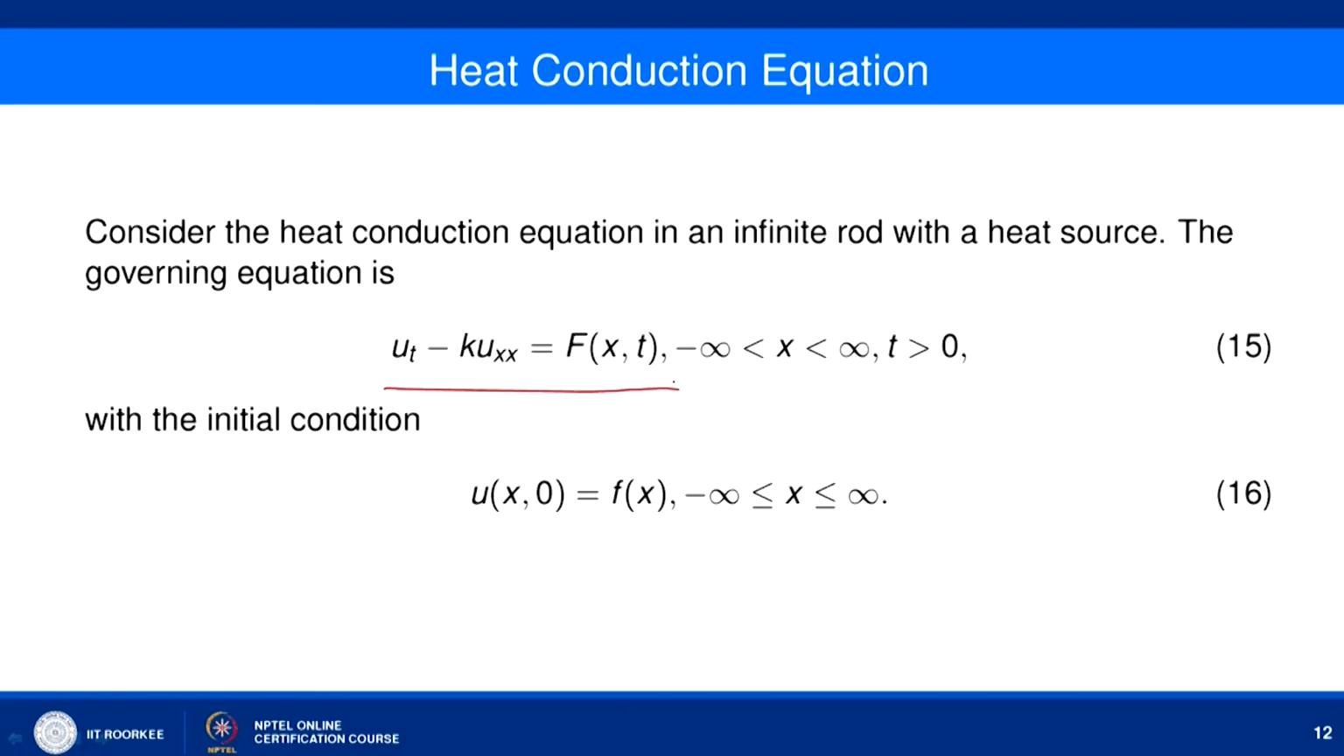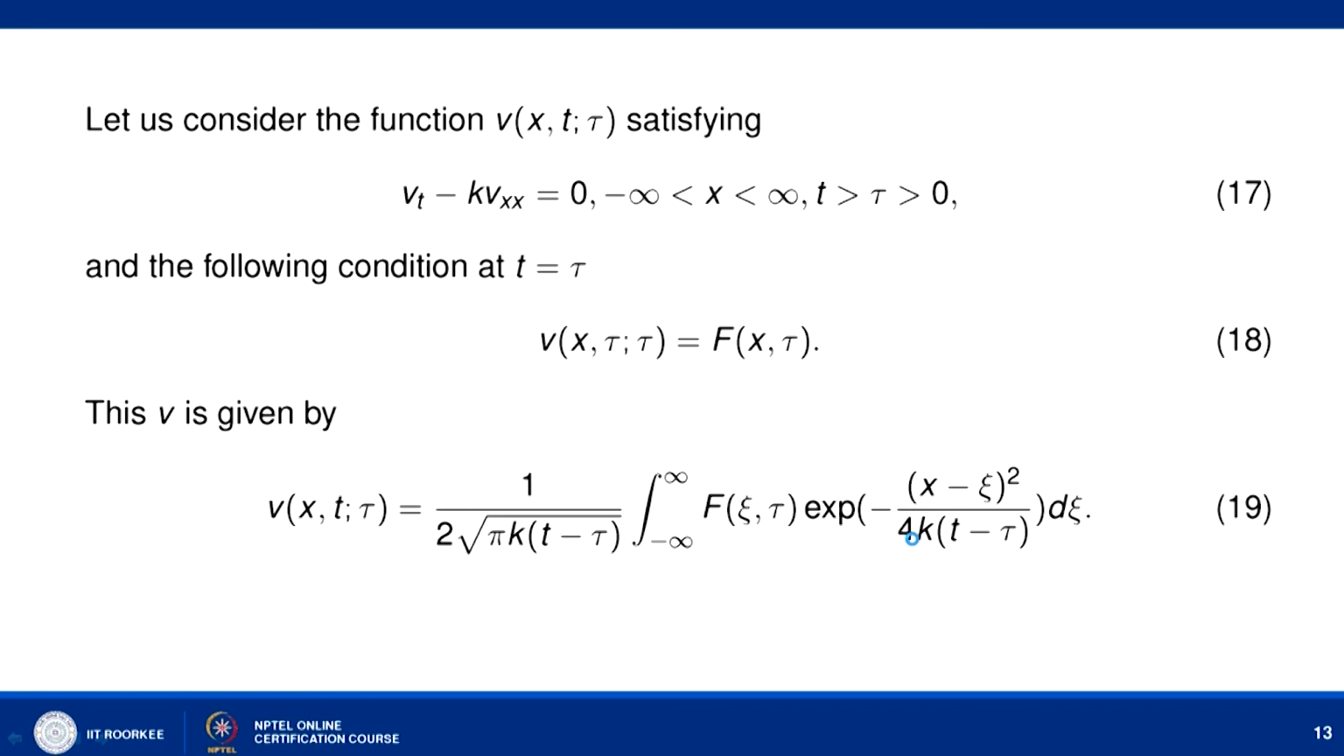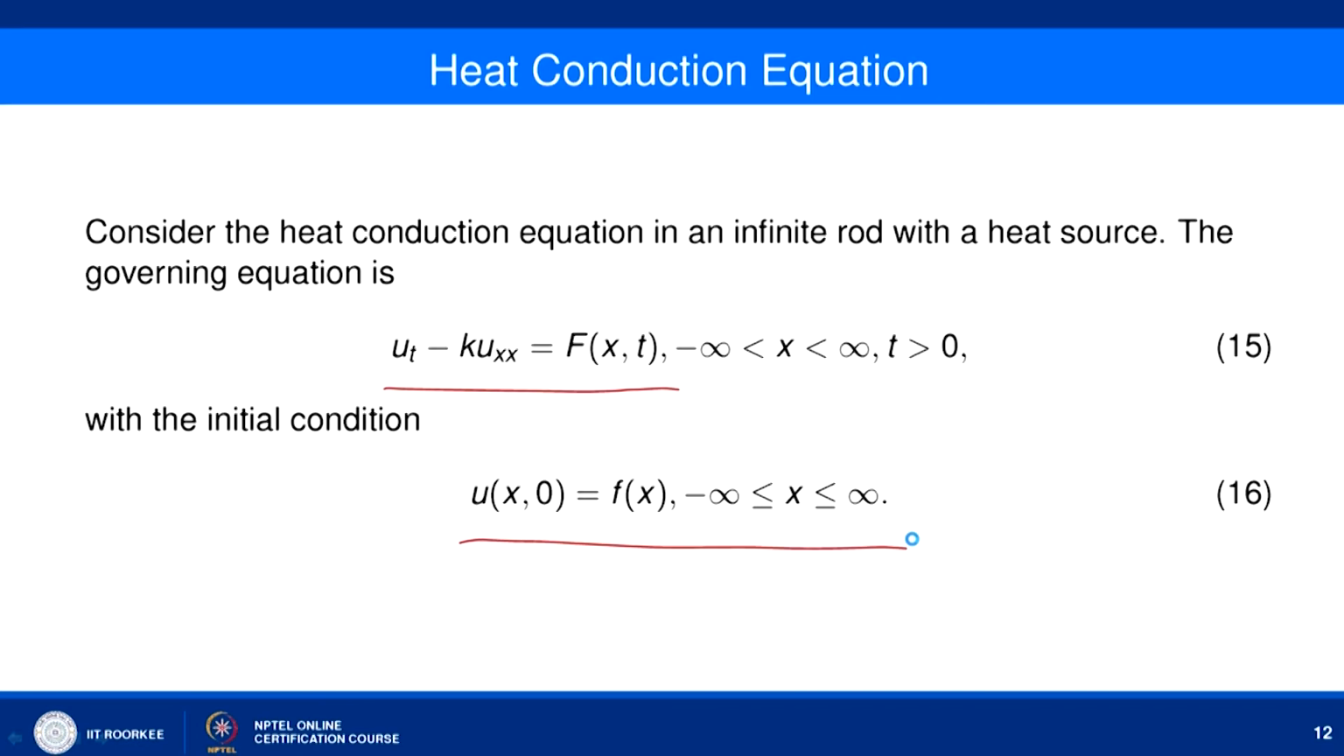So, here consider the heat equation in an infinite rod with a heat source, u_t equal to k u_xx plus f(x,t), x lying between minus infinity to infinity and t greater than 0, and the initial condition is given that u(x,0) equal to f(x), and we want to find the solution here. So, here we again use the fact that u(x,t) can be written as the integral of 0 to t of v(x,t−τ). So, we first find the solution which v(x,t,τ) satisfies.